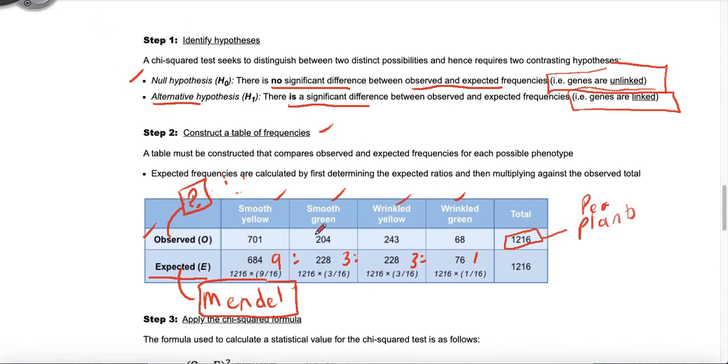So let's say we record what we actually observe in our experiment. Here, here, here, and here. And let's say we run the experiment with the same number of pea plants that Mendel did. Okay.